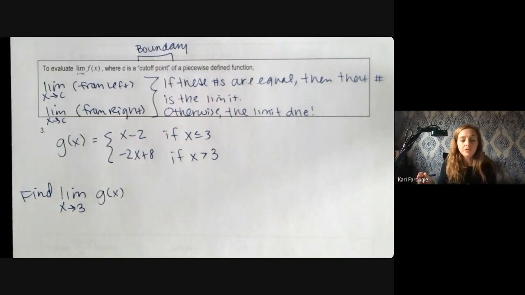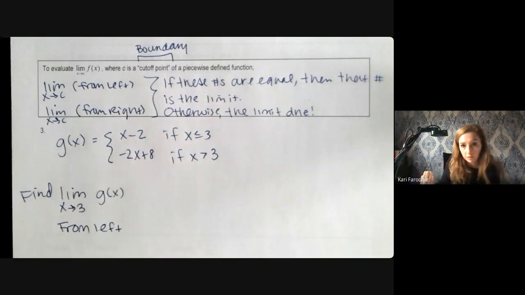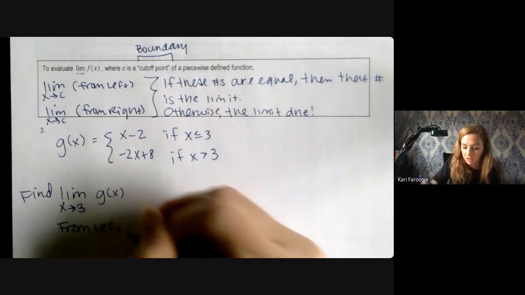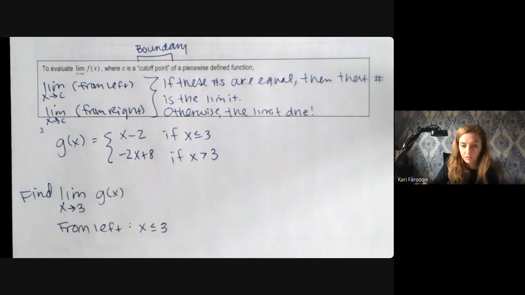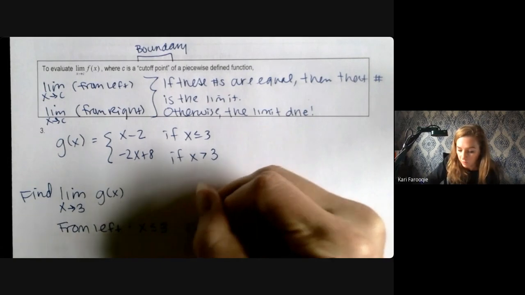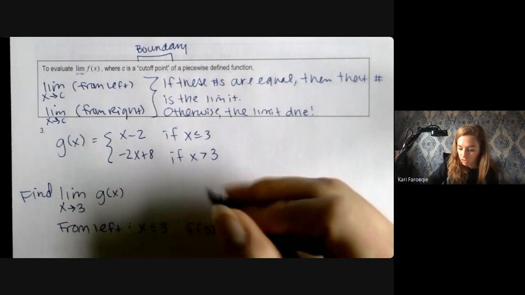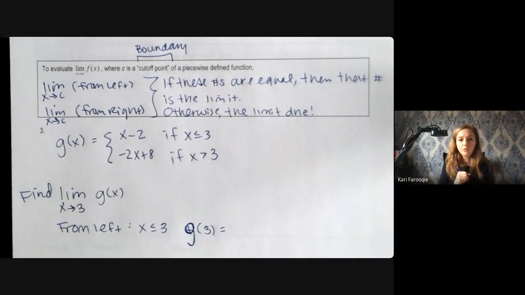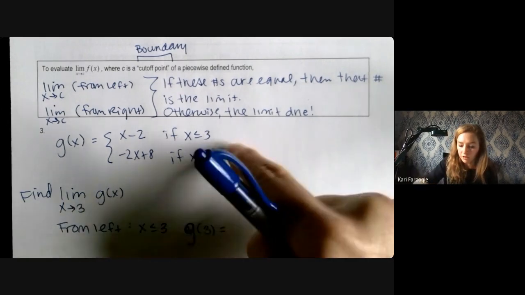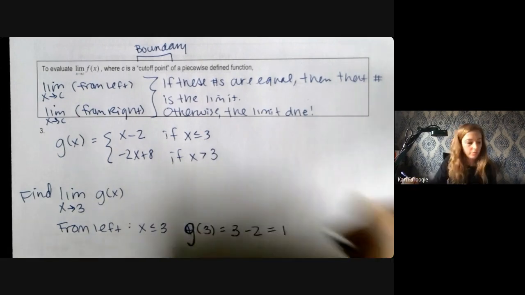So I'm going to look at the limits on the left and on the right. From the left, I'm looking at values that are less than or equal to 3, so I'm going to use that first definition. On the left, we know that x is less than or equal to 3. And we could say that f of 3. Oh, you know what? I keep calling it f, but this function's actually g. G of 3 is following this function now, and we have 3 minus 2, which is 1.